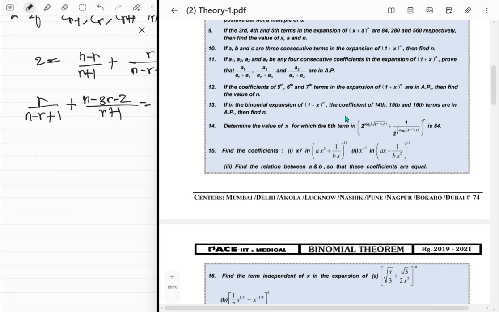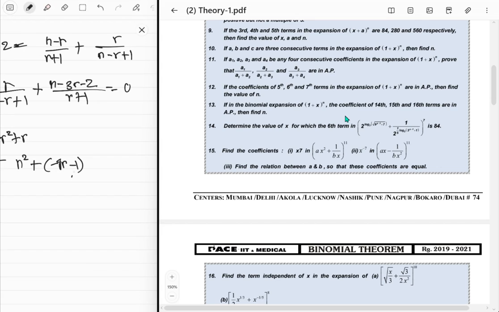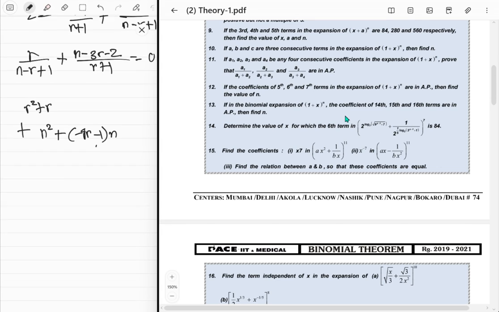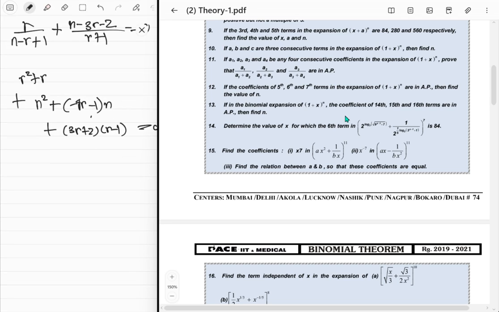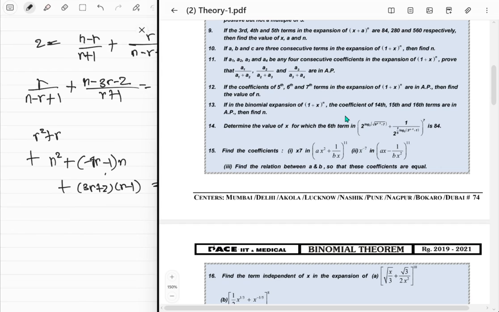So you got R squared plus R, and then you got N squared plus, so you got negative 3R minus 2 and then minus R plus 1, so you got negative 4R minus 1, and that times N, and then you got plus, so negative all that stuff. It's like 3R plus 2 and then you got R minus 1, whatever that multiplication is, that's equal to 0. So what is this?